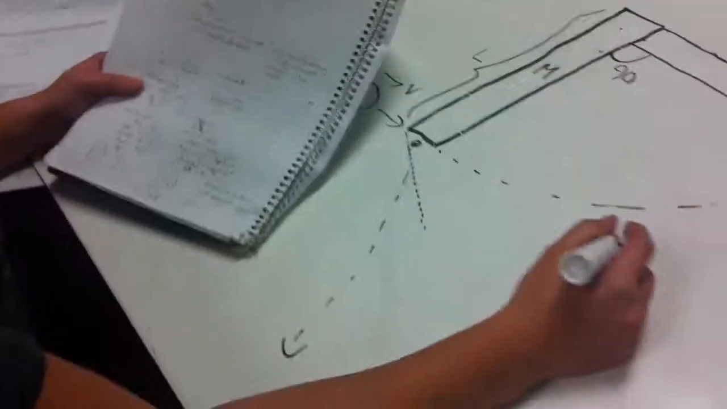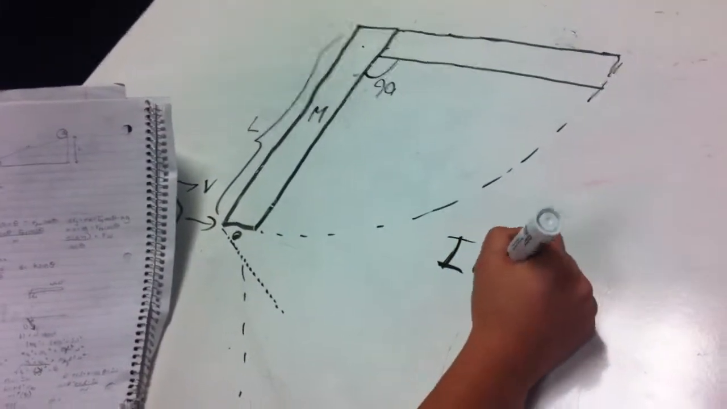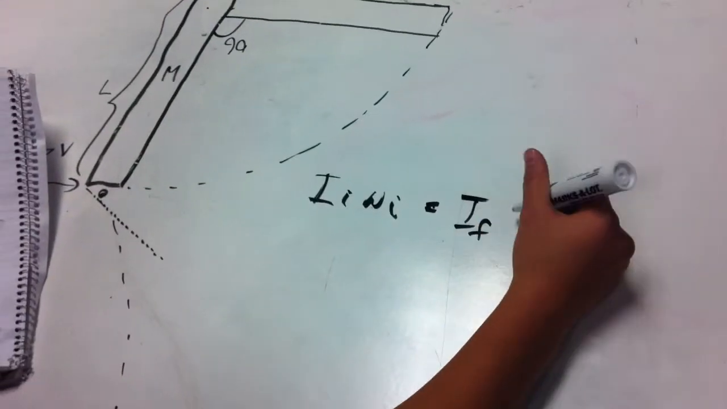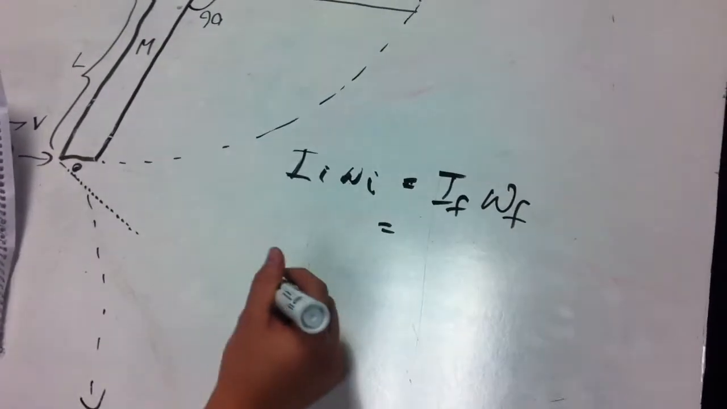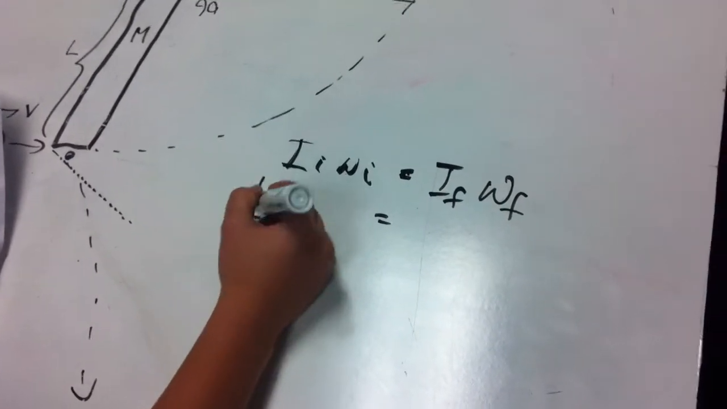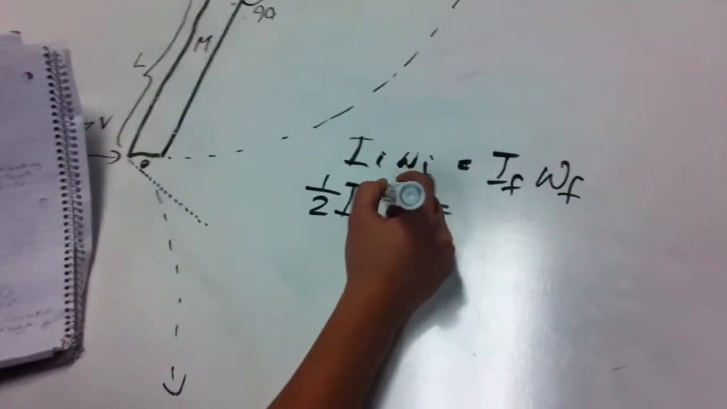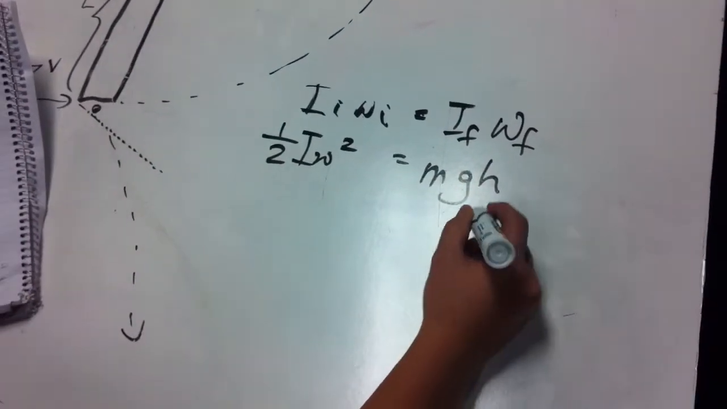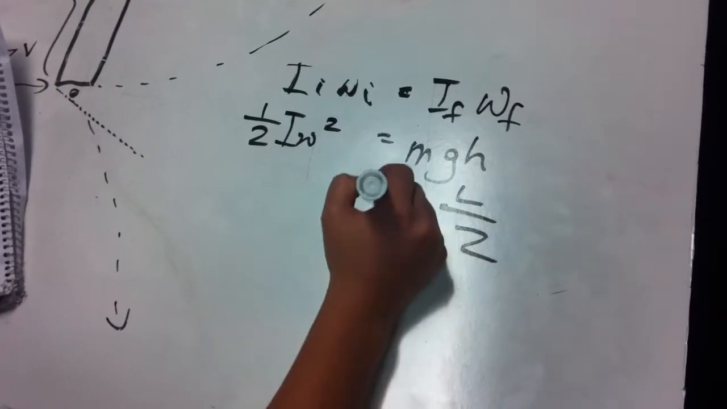Okay. So first we have conservation of momentum. So we have I initial omega equals I final, which gives us, well, stop. 1/2 I times omega squared equals mgh. And h equals L over 2. Then we can plug that in.